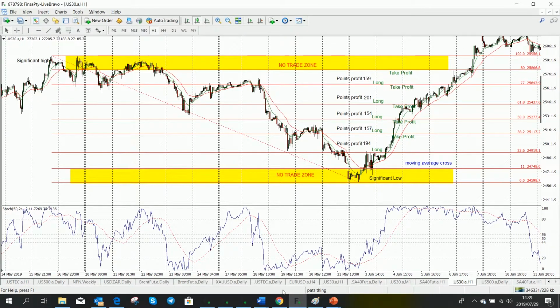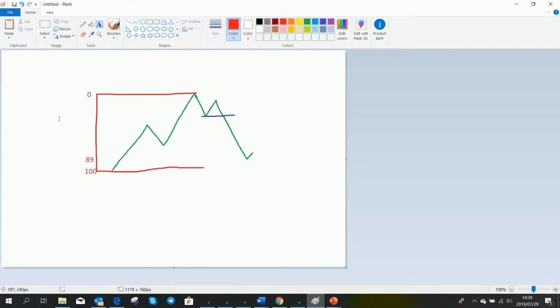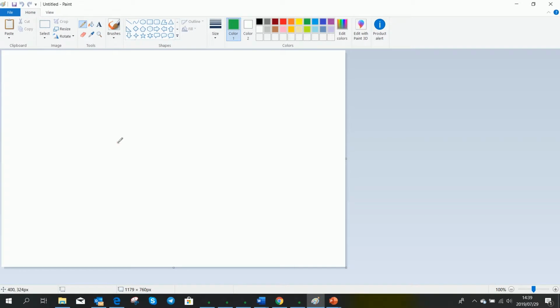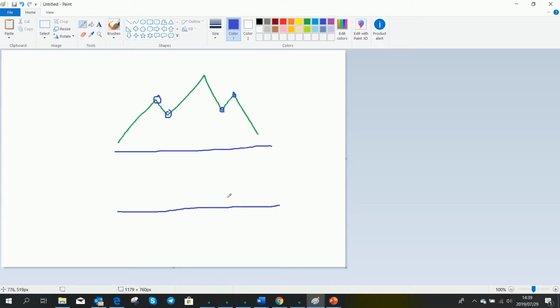Now, as an easy explanation, let's just understand that. If we suggest that markets trend, retrace, and trend, find a significant high, trend, retrace, trend, find a significant low, then it makes sense that that is not a significant high, that is not a significant low, that is not a significant low, that is not a significant high. So how do we define that? We look at the stochastic. And the stochastic oscillates between 100 and 0.